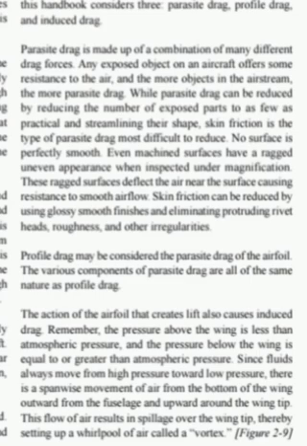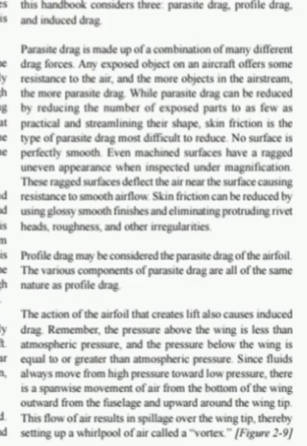No surface is perfectly smooth. Even machine surfaces have a ragged, uneven appearance when inspected under magnification. These ragged surfaces deflect the air near the surface, causing resistance to smooth airflow. Skin friction can be reduced by using glossy, smooth finishes and eliminating protruding rivet heads, roughness, or other irregularities. Profile drag may be considered the parasite drag of the airfoil. The various components of parasite drag are all of the same nature as profile drag.